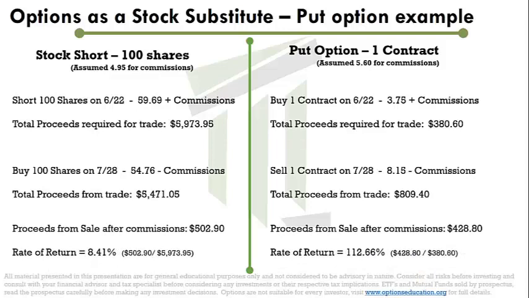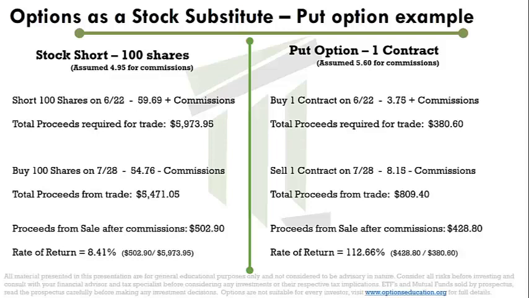So when we look at the profit on both, the shorting of the stock is going to bring in $502.90 of profit. That's an 8.41% rate of return. Once again, a rate of return that almost any investor would be happy to receive. The put option still brings in $428 per contract, which is a rate of return of 112.66%, a significantly higher rate of return than simply shorting the stock.